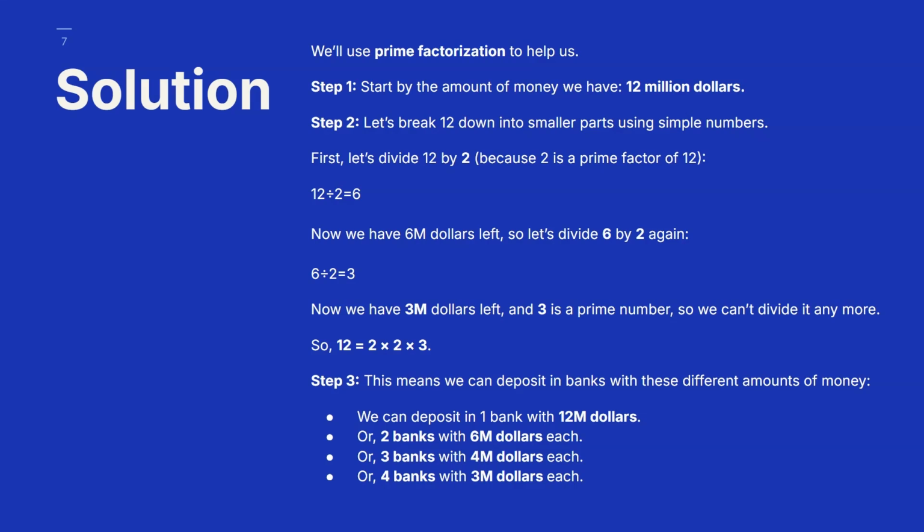Last step. This means we can deposit in banks with these different amounts of money. We can deposit in one bank with $12 million, or two banks with $6 million each, or three banks with $4 million each, or four banks with $3 million each.